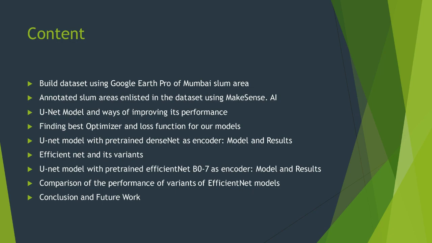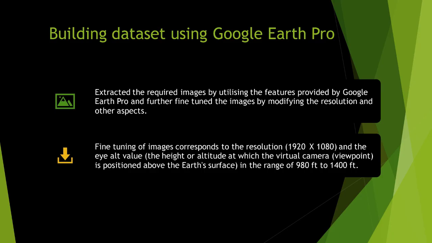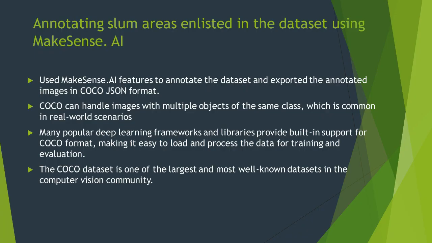Starting with the data preparation of the project, we extracted the required images by utilizing the features provided by Google Earth Pro, and we further fine-tuned the images by modifying the resolution and other aspects. As far as fine tuning of images is concerned, it corresponds to a resolution of 1920 by 1080, and the altitude value is positioned above the earth surface in the range of 980 feet to almost 1400 feet.